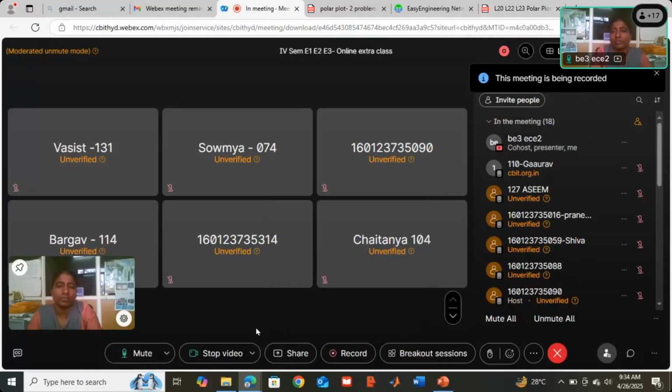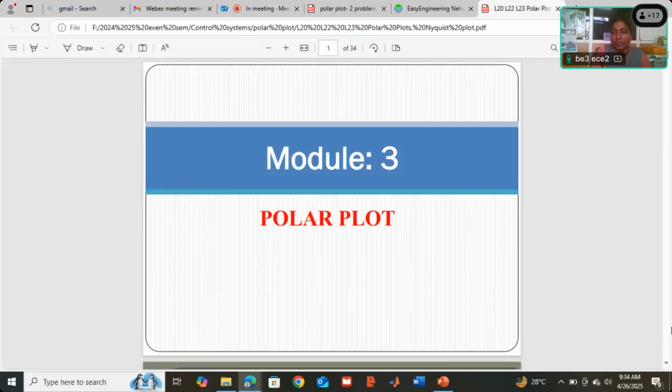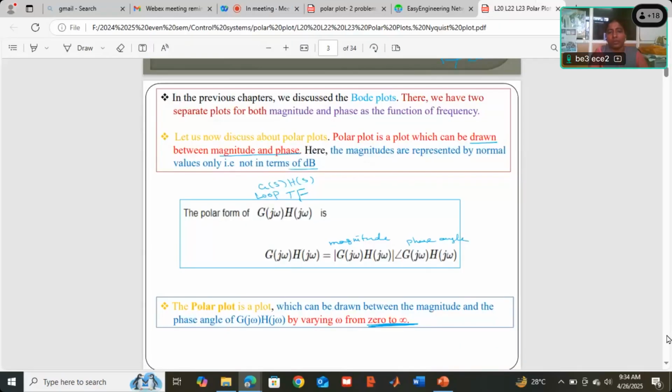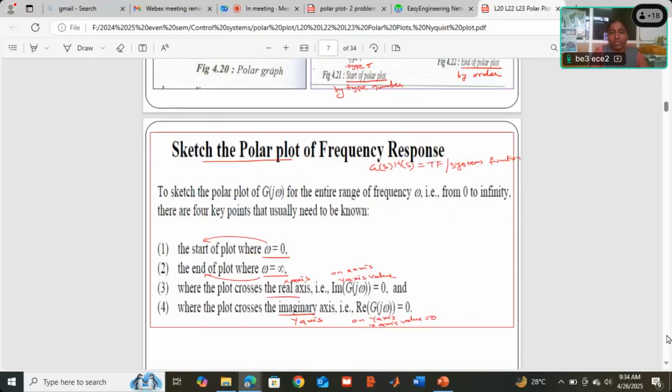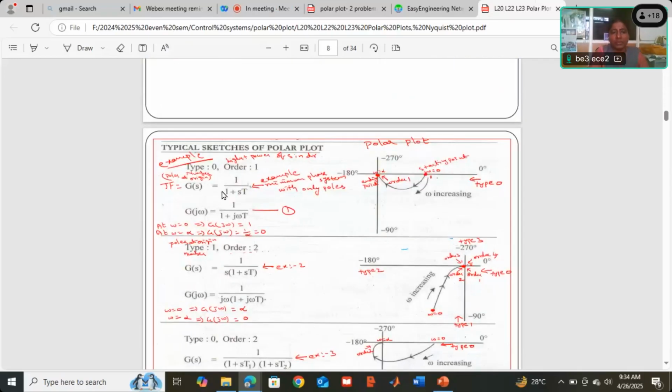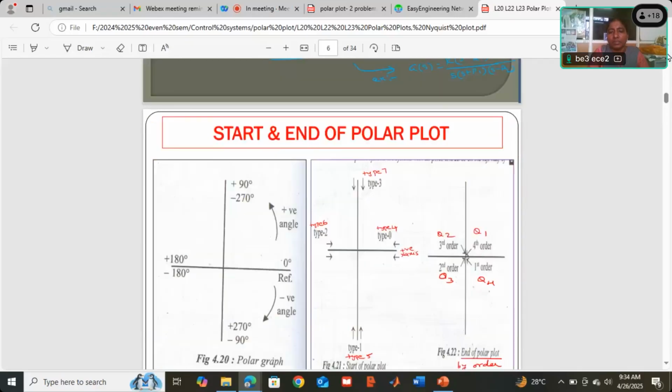Coming to the transfer function, we know that if the number of poles at the origin is 0, the type number is 0, and if the total power of s in the denominator is 1, the order is 1. And this diagram represents the starting point and ending point of the polar plot.